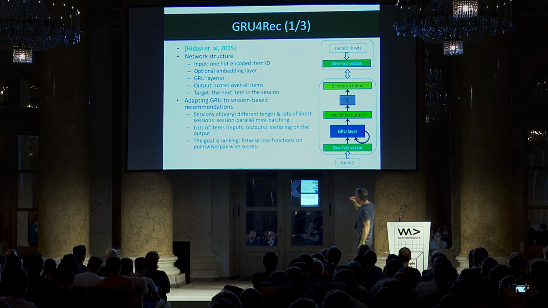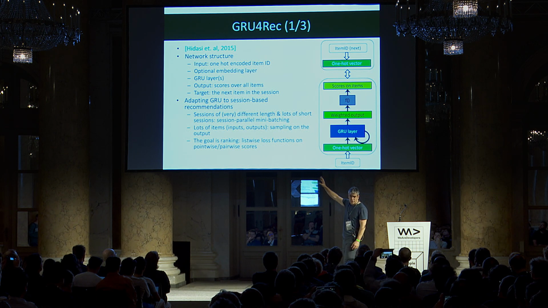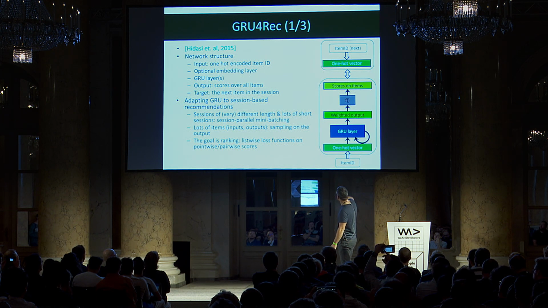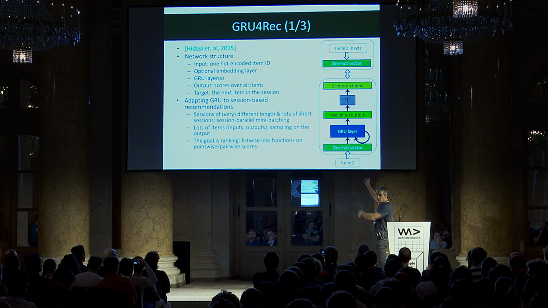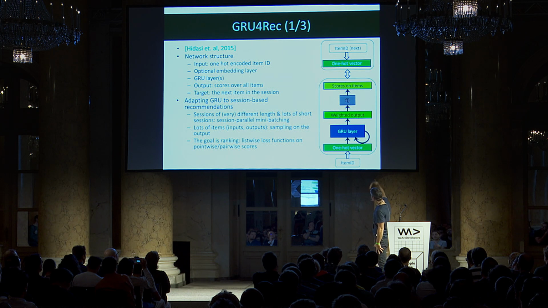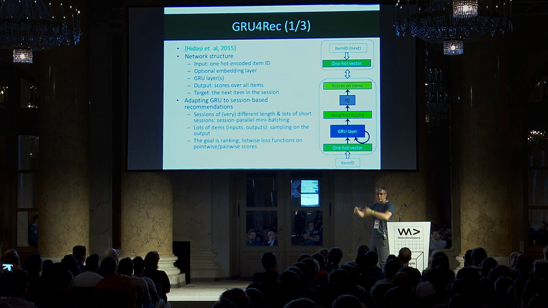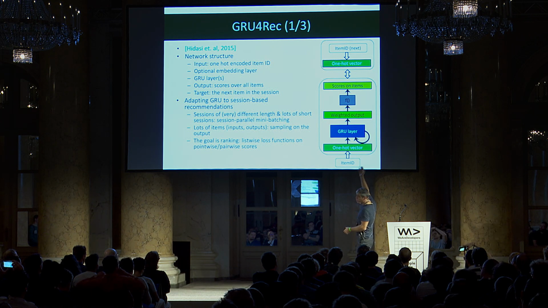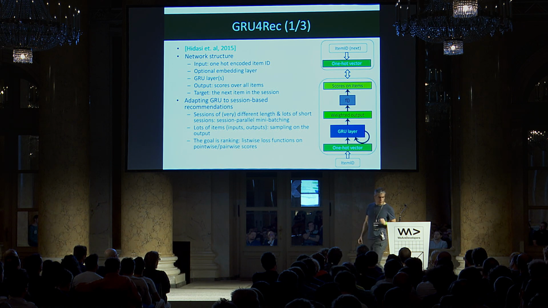And we actually used a special version of a recurrent neural network called the gated recurrent unit, the GRU. Essentially what we do is we take a one-hot encoded representation of the item, right? We use it as an input to this recurrent neural network. And at the output, we try to predict the next item that the user will click, right?